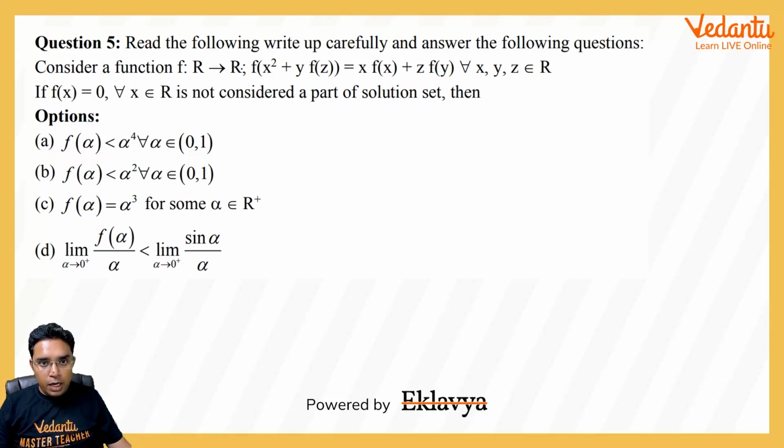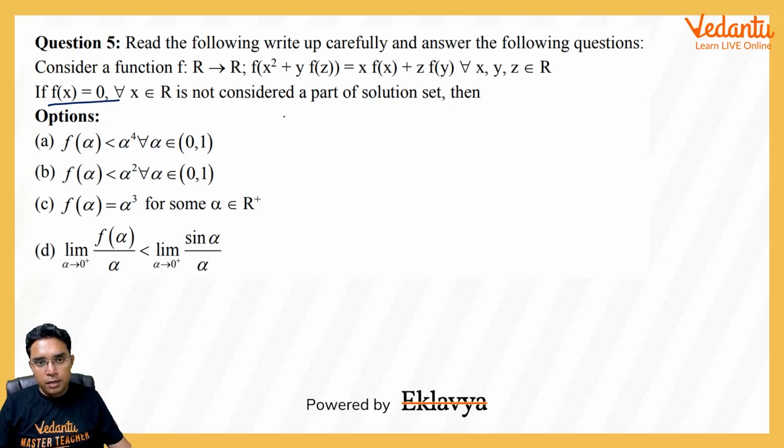Consider a function f from R to R, and we are given f of (x square plus y) into f of z equal to x into f(x) plus z into f(y) for all x, y, z belonging to R, and f(x) equal to 0 is not considered as part of the solution set. Then see how we can do this question.